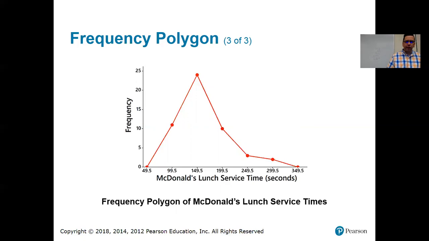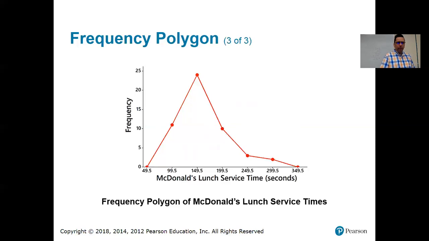Here is the McDonald's service lunchtime in seconds. So where they got this 99.5, that is the class midpoint for 75 to 124. 149.5 is halfway between 125 and 174. Again, I'm referring back to that frequency table from the first section.